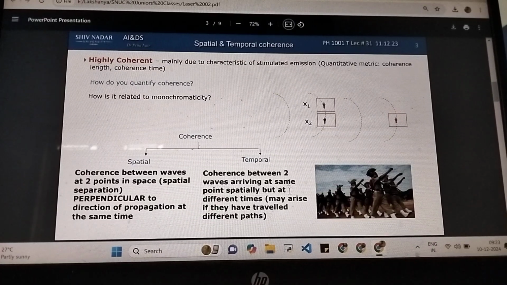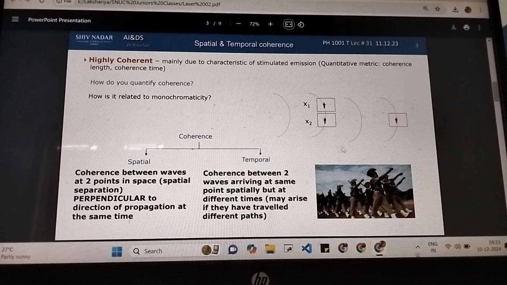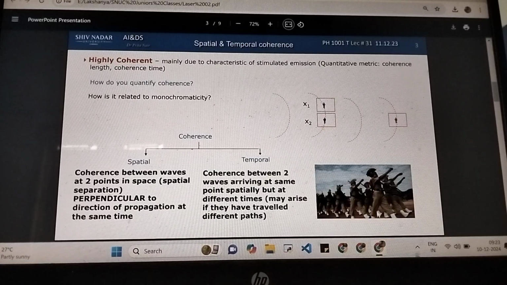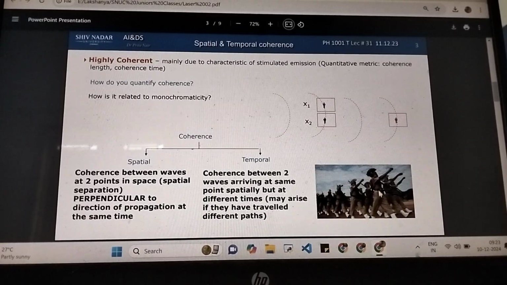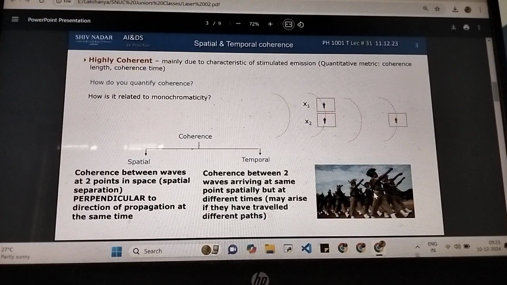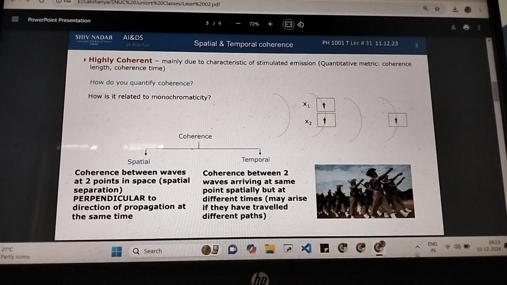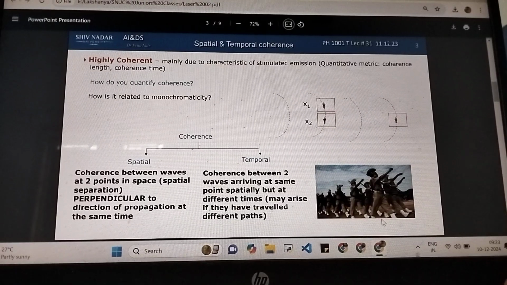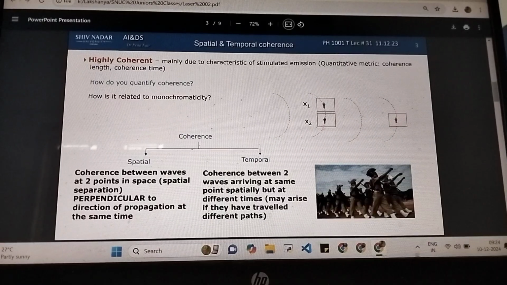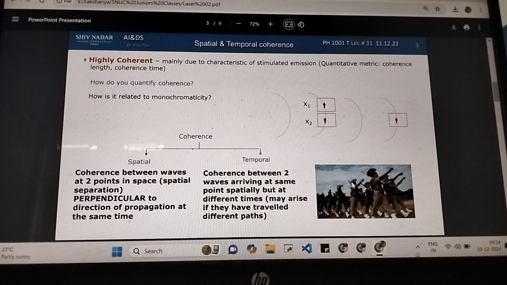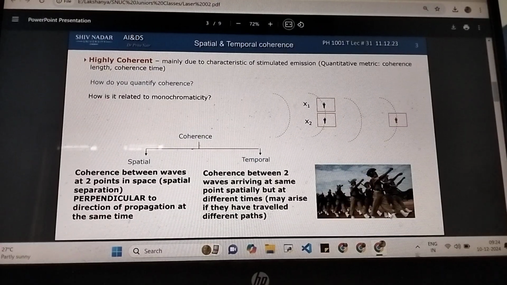Temporal coherence, on the other hand, is coherence between two waves arriving at the same point spatially at different times. This person is at this point, let's call this point X, right now. After this row marches forward, the second row will occupy this position, and then this person will be at the same point X. Is there coherence between these two young men? When this person came to point X, he had, let's say, right arm and left foot forward. So when this person comes to point X, he should also have his right arm and left foot forward.